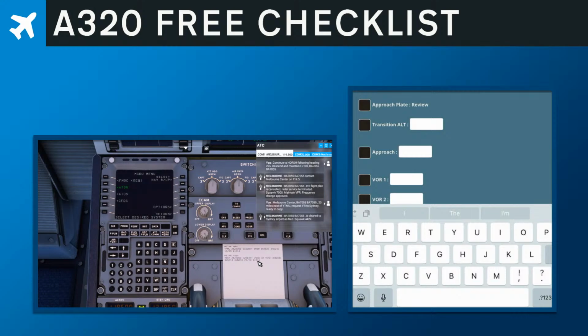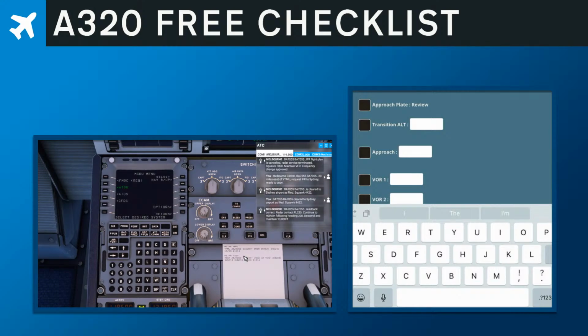BA 7055 Bravo Alpha 7055 is cleared to Sydney Airport as filed. Squawk 4422. BA 7055 Bravo Alpha 7055 cleared to Sydney Airport as filed. Squawk 4422.